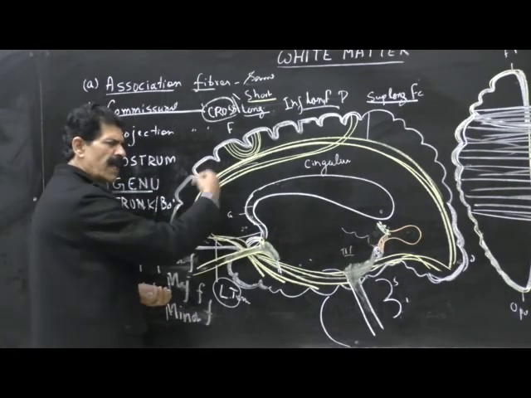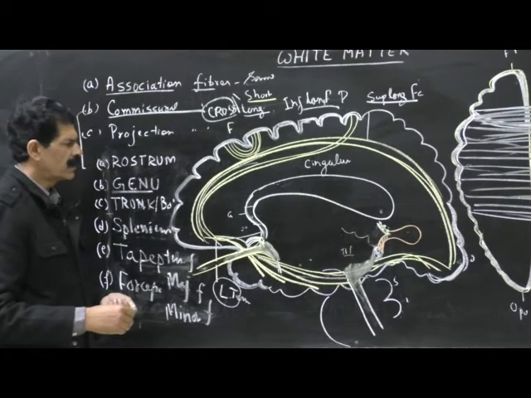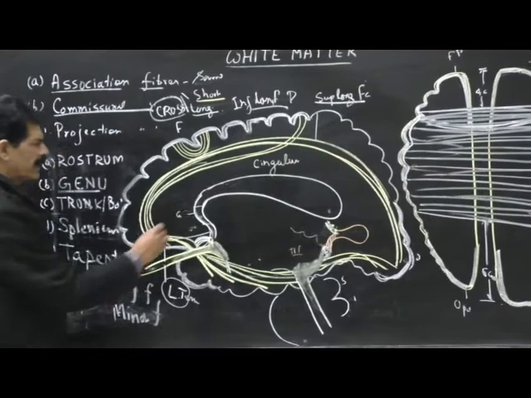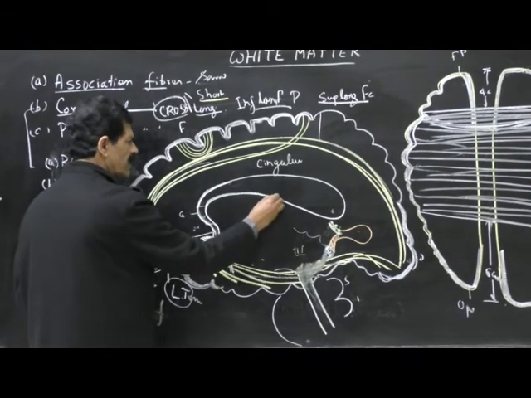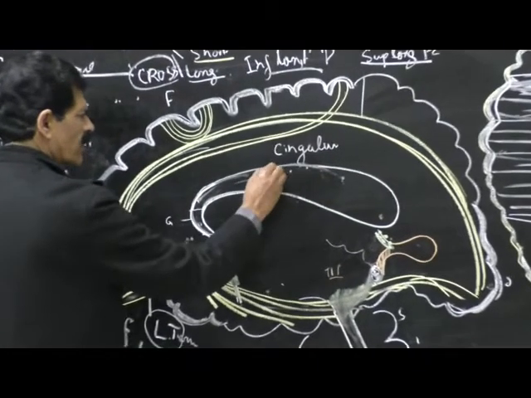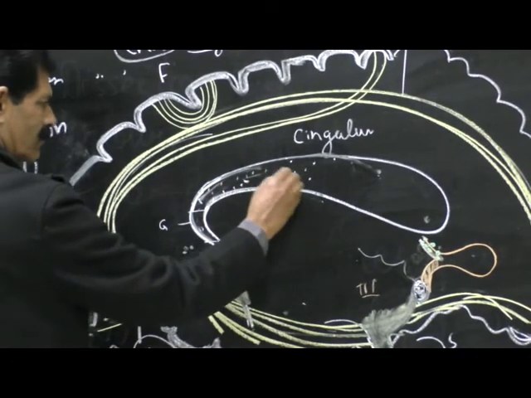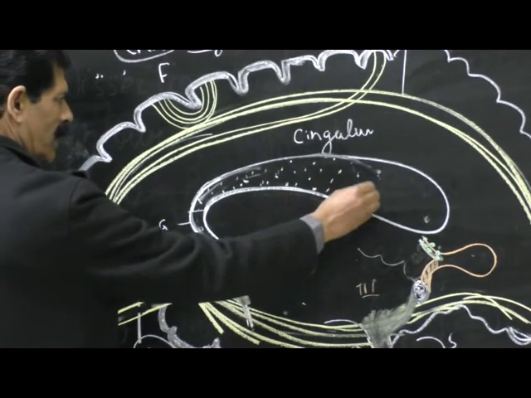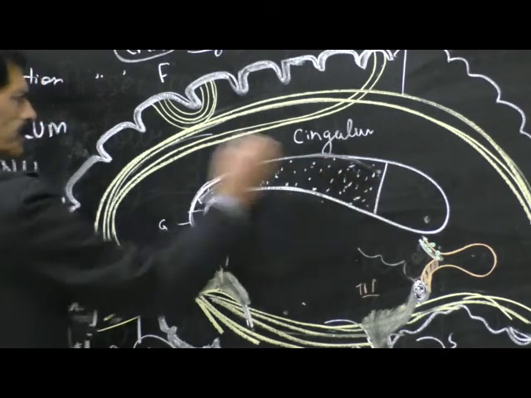And the genu forms the anterior boundary of the anterior horn of the lateral ventricle. Then this genu part goes upward and backward and becomes horizontal. This forms the main thickness of the corpus callosum, so it is called the body or the trunk. Up to this portion is the body or the trunk.